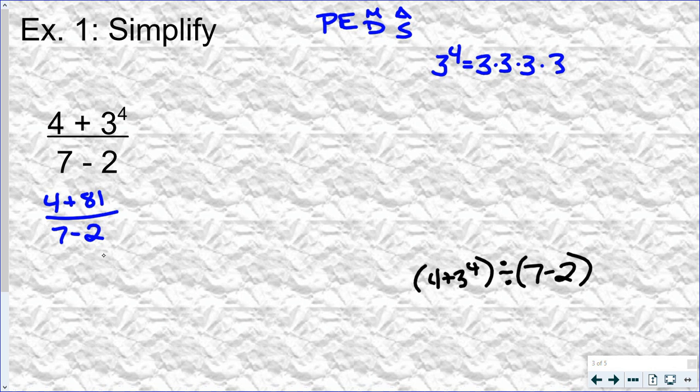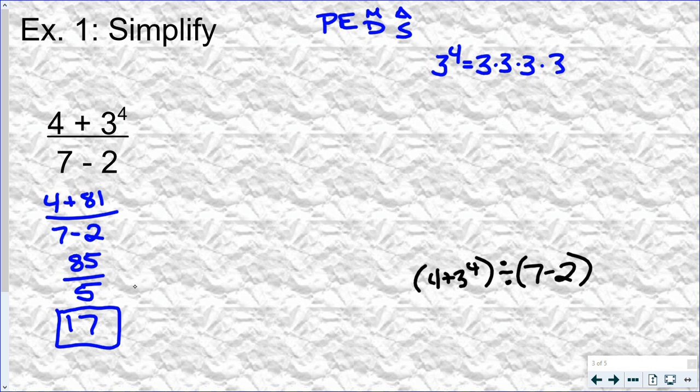So 4 plus 81 is 85. 7 minus 2 is 5. And I'm just going to divide those. And 85 divided by 5 is, let's see, 17. So this whole expression here simplifies to 17.